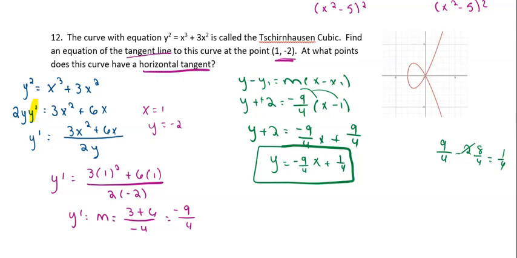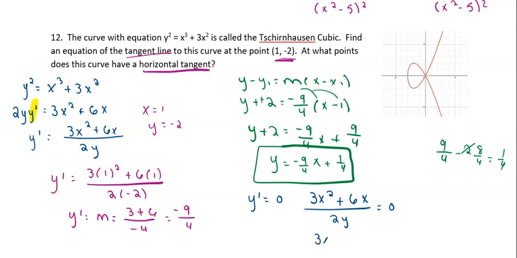So the last thing that we need to do is see where our curve has a horizontal tangent. If we want to find a horizontal tangent, then that means that the derivative has to equal 0. So if the derivative has to equal 0, then that's going to tell us that 3x squared plus 6x all over 2y has to equal 0. Having 2y equal 0 would give us division by 0, and division by 0 is undefined.